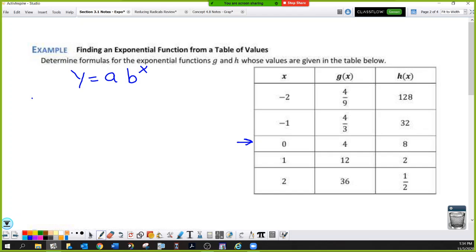So let's say g of 0 equals 4, right? Yeah. So 4 equals a b to the 0. And that's how you get, oh, okay, a equals 4 because b to the 0 is 1. That's why it's working. And the same thing would happen for h of 0. We'd say 8 equals a times b to the 0. B to the 0 is 1. Oh, a is 8.